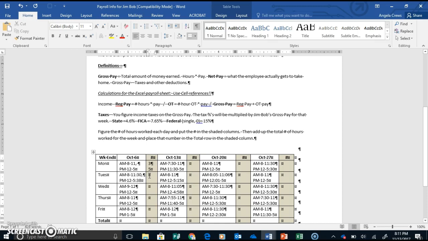Same thing here. We have 8 to 11:30. So we're going to go 8 to 9, 9 to 10, 10 to 11, and then 11 to 11:30. So 3.5. So I would do 3.5 because you do get counted for that extra half hour. Okay. And here he works, okay.